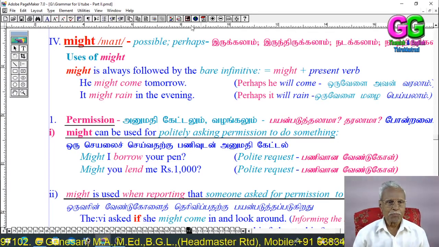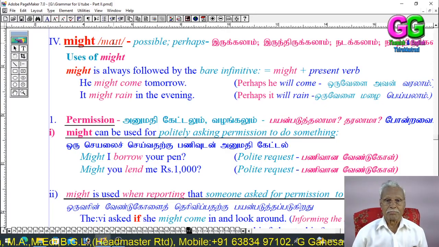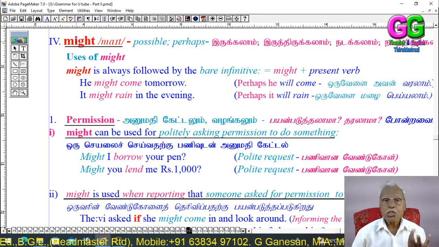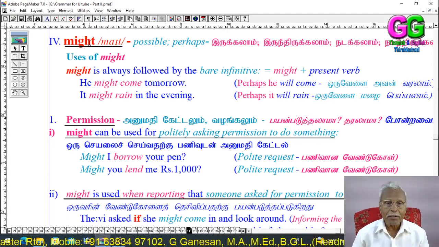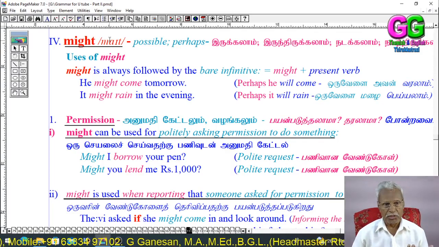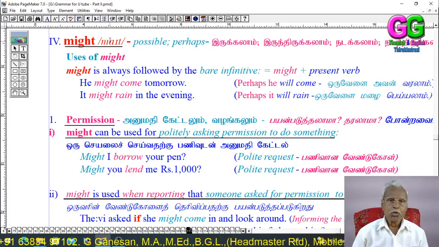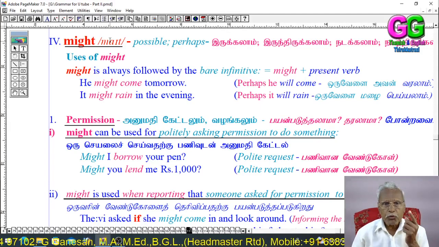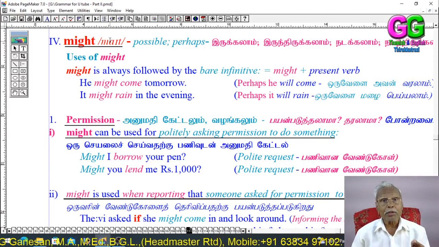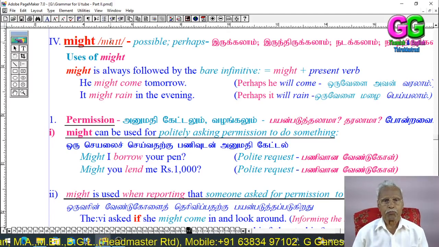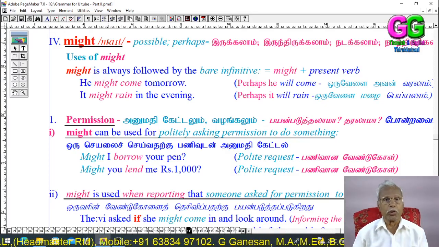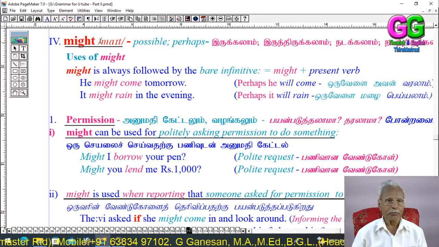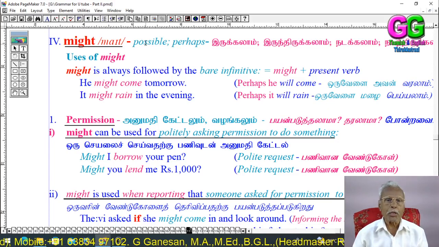Let us see them. Here, this is the word might, and this is the pronunciation symbol. M-I-G-H-T has no value regarding the pronunciation of English; it is the phonemes, the symbols. So for each and every word, if you want to speak English correctly and fluently, you ought to know the phonetic symbols of English words and letters. Here, might means possible or perhaps.